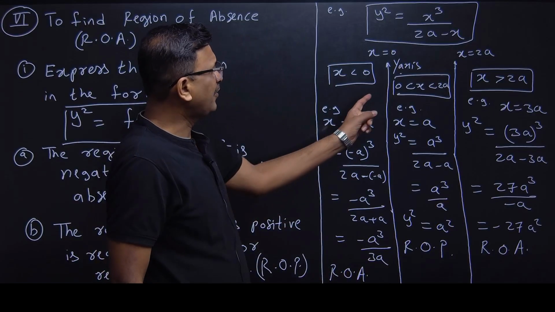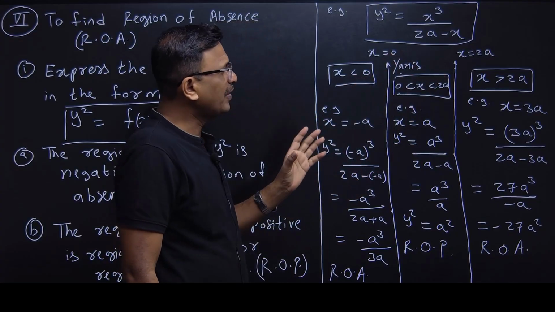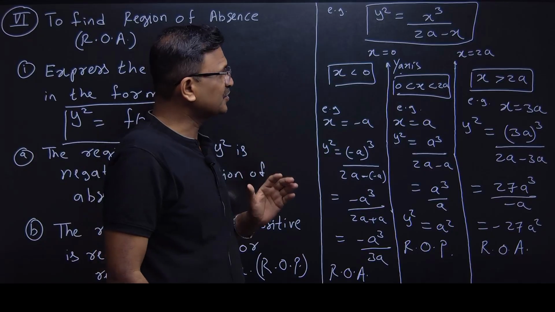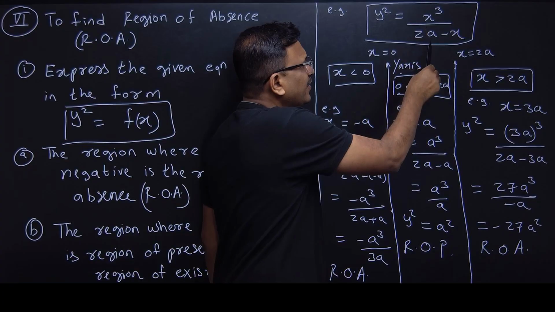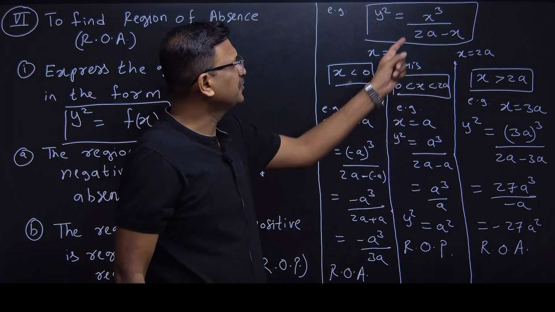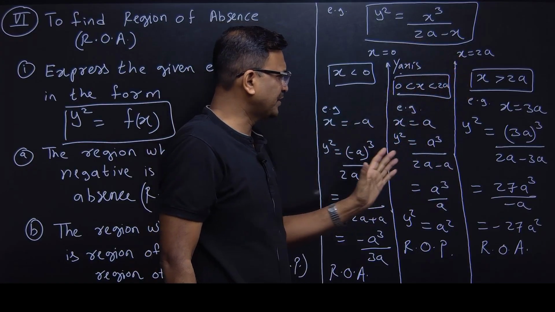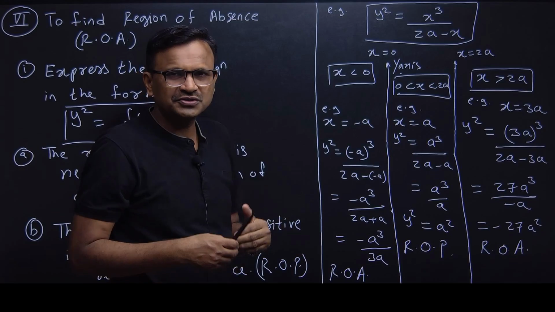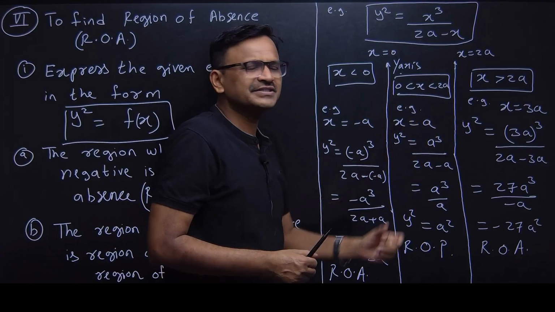So I have drawn these two lines, x is 0 and x is 2a. I saw for what values of x either the numerator or denominator is becoming 0. Numerator is becoming 0 for x is 0, denominator is becoming 0 for x is 2a. So we draw these two lines. What is the use of drawing these two lines? These two lines will divide the given region into three parts.